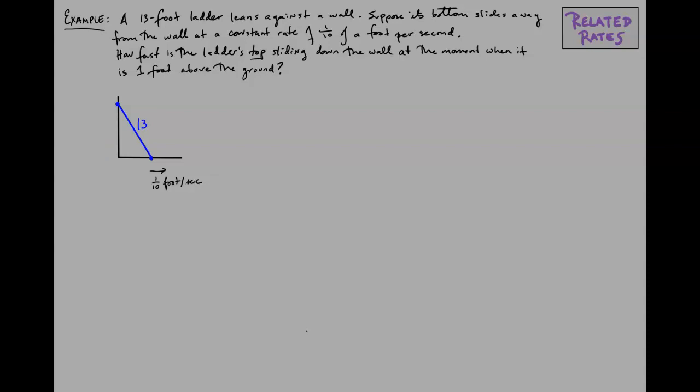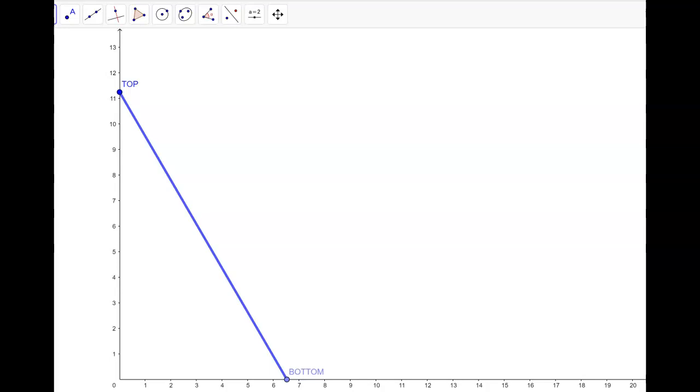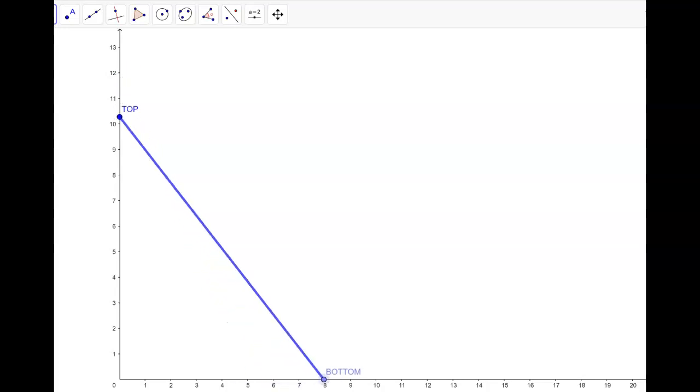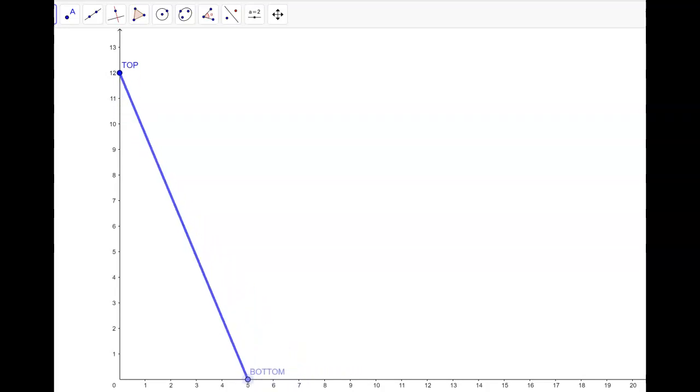reasonably accurate pictures. But I've cooked up a little demonstration on GeoGebra that will work better than my pictures, so I will bring that up right now. Okay, this blue line represents our ladder, and we have the bottom labeled as such and the top labeled as such. And the ladder is 13 units long, and I can slide it around on the bottom, and the top moves accordingly. And what I wished to show you with this demonstration was that even if the bottom is moving at a constant rate, the top does not fall at a constant rate.